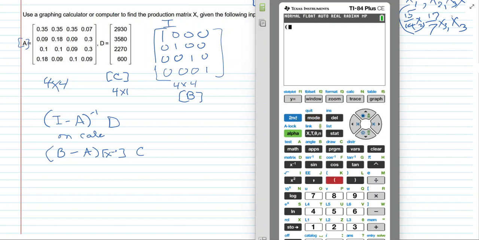Parenthesis, second matrix. I'm going to name the B and it'll paste it on the home screen, minus our second matrix, and I'm going to do the A, close parenthesis, inverse, and then do second matrix, and I'm going to do my C. I'm going to enter, and this is what I have. And I'm going to copy this.